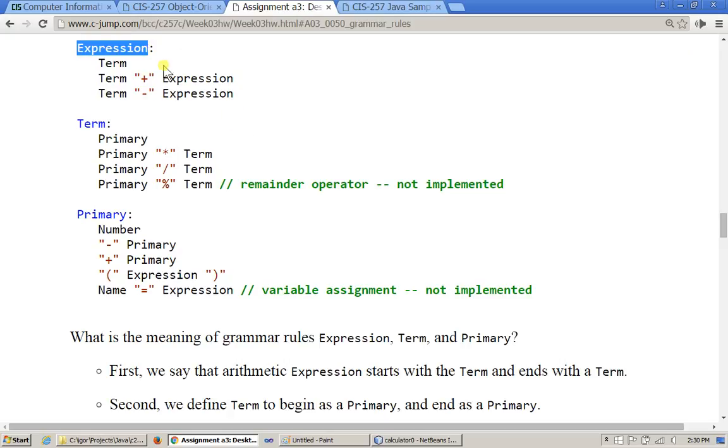How so? The rule says, okay, if it's a single term, it's one thing, but the term can be term plus another expression. Okay, all right. So what does it mean? We basically want to say that the term can be followed by the plus, literal plus, syntactical plus found as a separate token, followed by another expression.